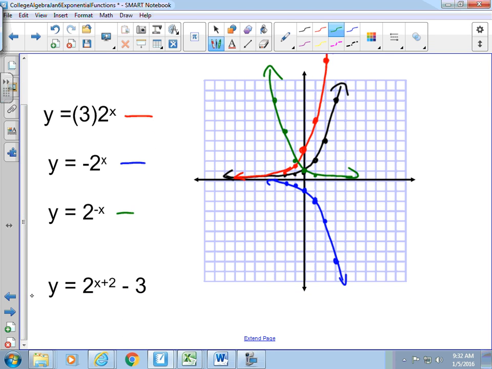And the last one, no reflections, no multipliers. But what does plus 2 on the inside and minus 3 on the outside do? Down 3 and left 2. Do y'all remember those transformations coming back now that we talked about them? So we're going to move left 2 and down 3. We're going to take the black graph, pick it up and move it left 2 and down 3.